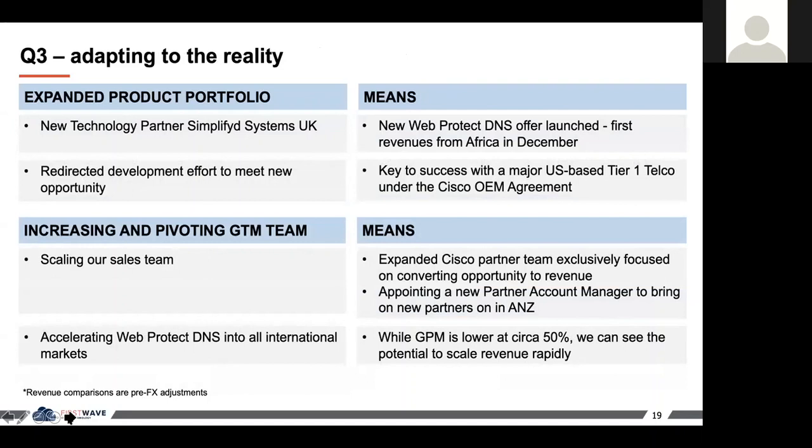We've also redirected our development effort to meet new opportunities emerging under the Cisco OEM agreement. And secondly, we're growing and pivoting our go-to-market team by expanding our Cisco account team with a focus on turning existing partner contracts into revenue, recruiting a new partner account manager domestically to bring on new partners in ANZ, and accelerating our new WebProtect DNS offering into all markets.